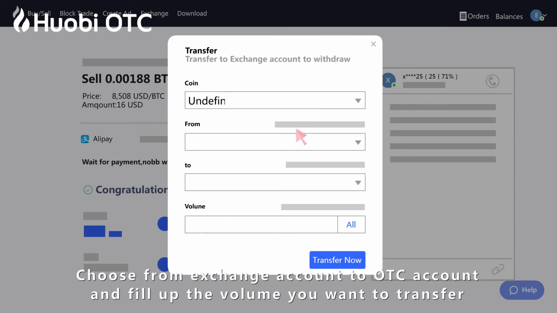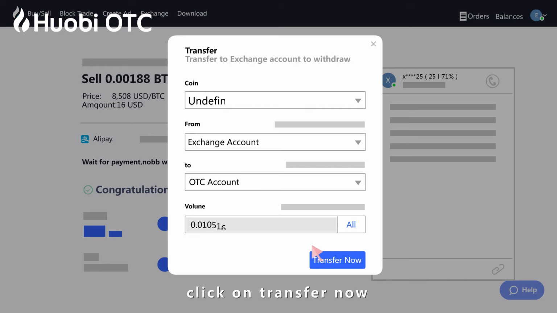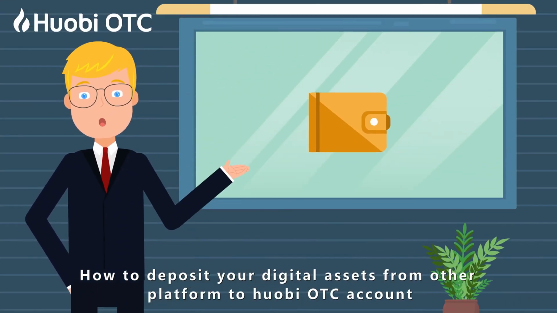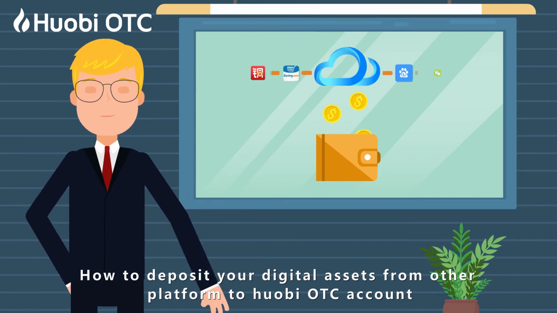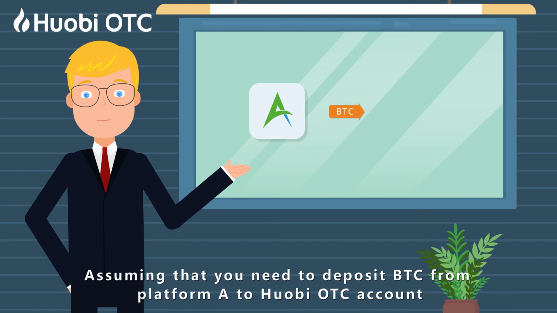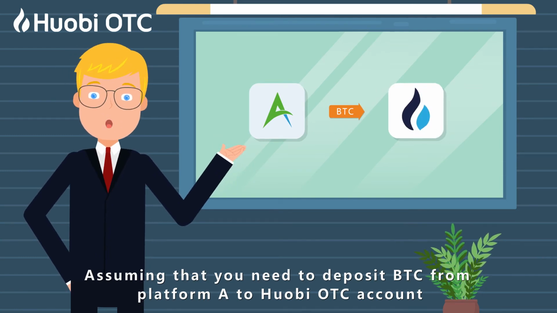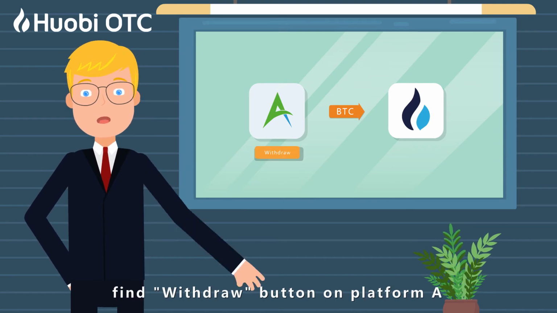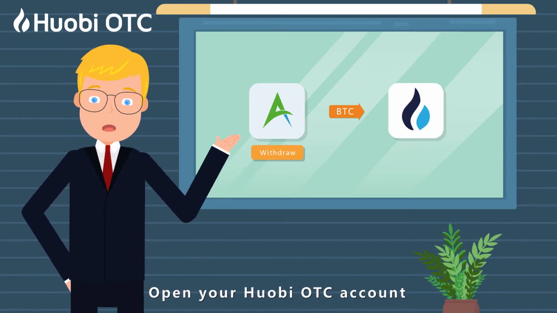Choose from Exchange Account to OTC Account and fill up the volume you want to transfer. Click on Transfer Now. How to deposit your digital assets from other platform to Huobi OTC account. Assuming that you need to deposit BTC from platform A to Huobi OTC account. Firstly, find Withdraw button on platform A.